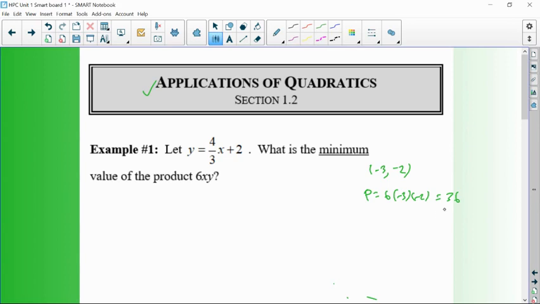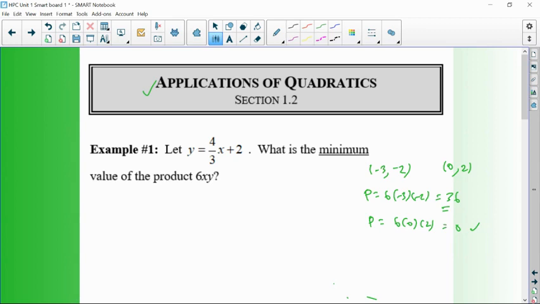So is that the smallest product? Is that the least I can get? Maybe I can get a smaller product. Like, what if I picked 0? If I picked 0, then the y value is 2. So the product is 6 times 0 times 2, which is 0. 0 is much smaller than 36.